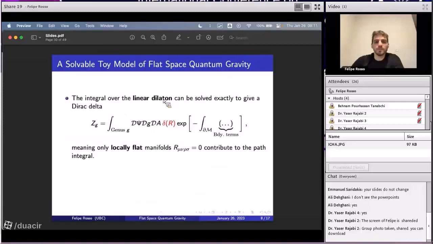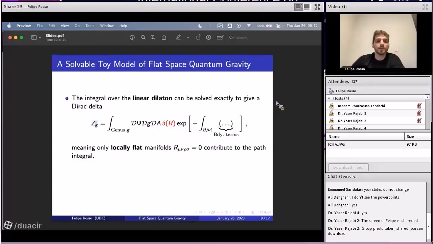And to compute it, we are going to use the fact that the dilaton appears in the action linearly. This means that the path integral over the dilaton can be exactly solved. Because it's just the integral of e to the phi, that is the dilaton, times whatever we have multiplying phi. And in this case, what we have multiplying phi is simply the Ricci scalar. So if we pick the contour for the integral over the dilaton to be imaginary, we get an insertion of a Dirac delta, delta of R. This means that if R is not equal to 0, then there is no contribution to the path integral.